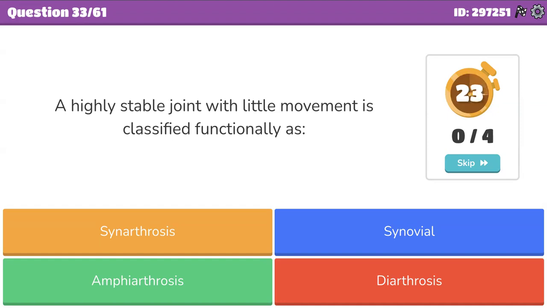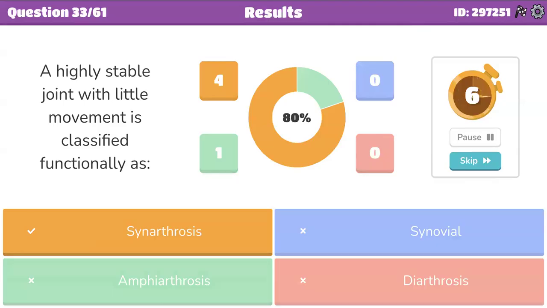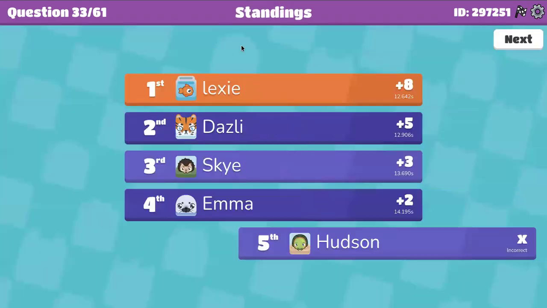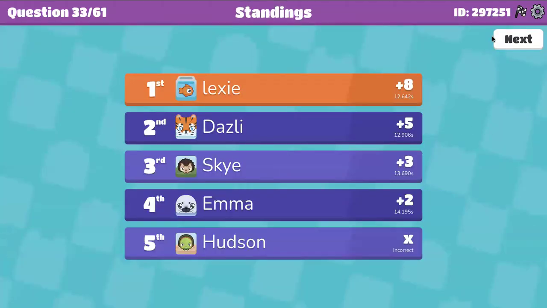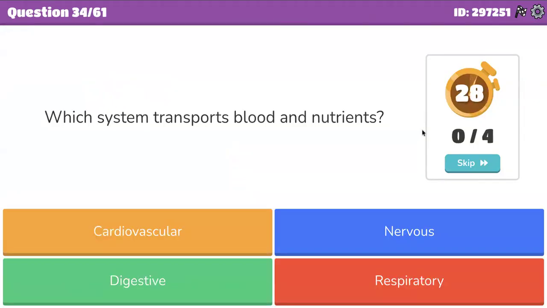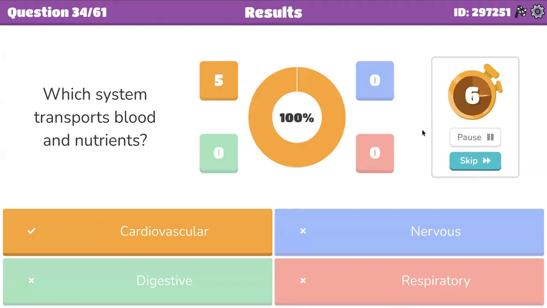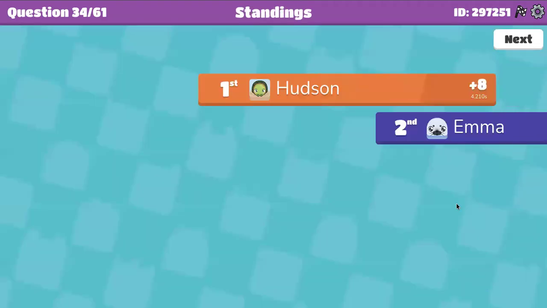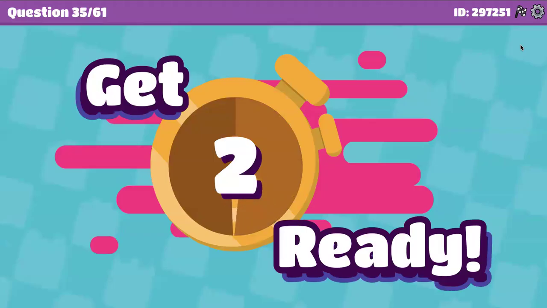A highly stable joint with little movement is classified functionally as synarthrosis. Which system transports blood and nutrients? Yep, your cardiovascular. If you only read nutrients and you picked digestive, that would be correct, but it doesn't really transport blood.